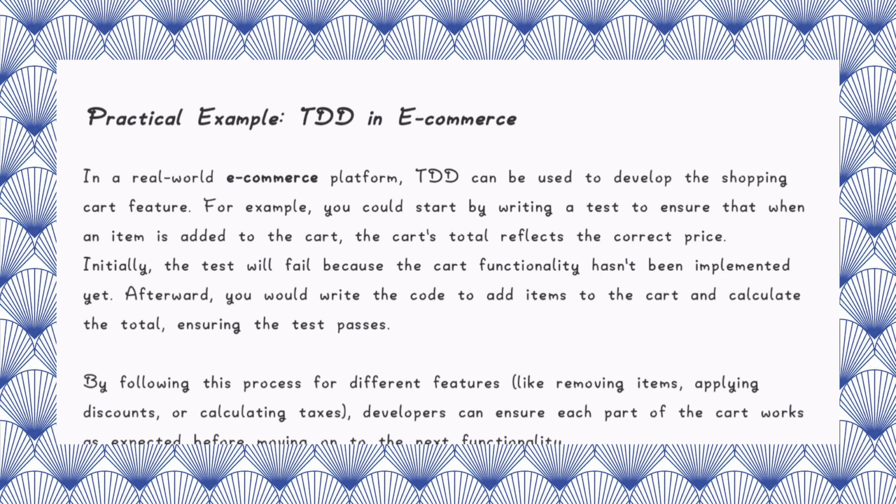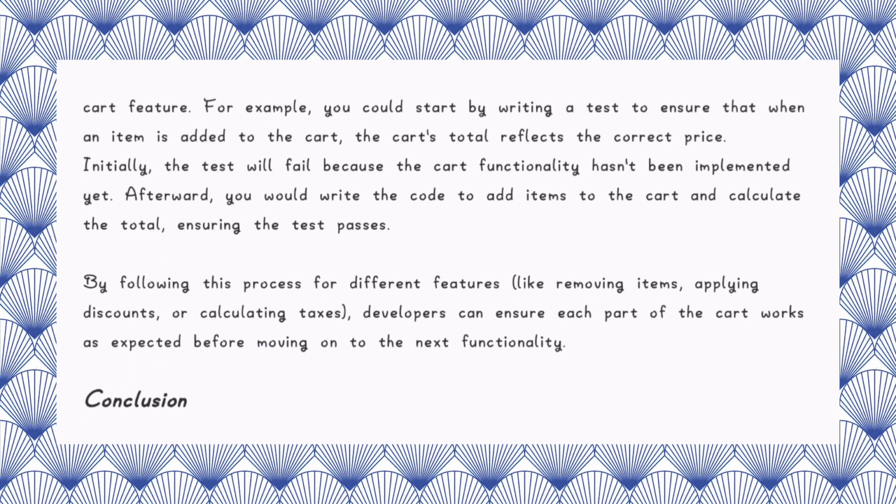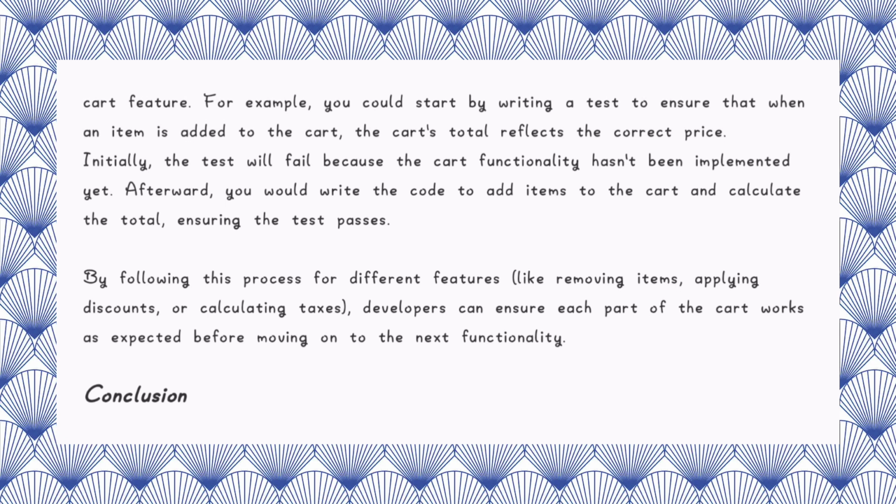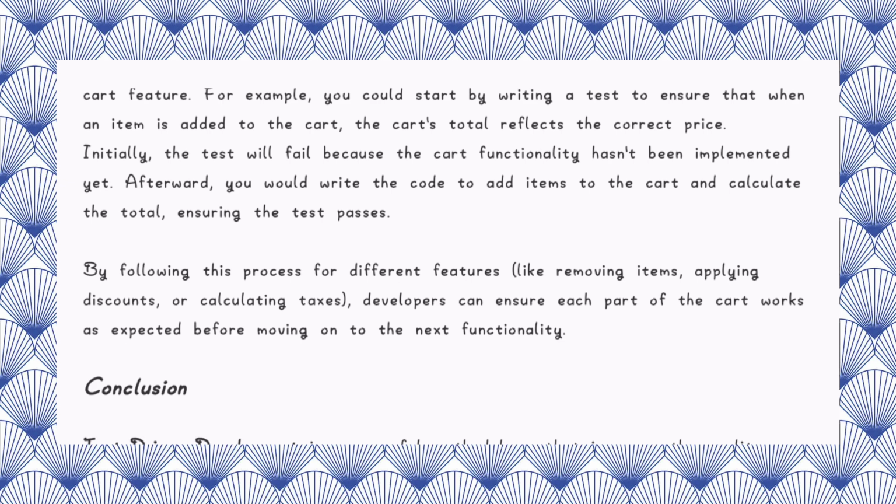Initially, the test will fail because the cart functionality hasn't been implemented yet. Afterward, you would write the code to add items to the cart and calculate the total, ensuring the test passes. By following this process for different features, like removing items, applying discounts, or calculating taxes, developers can ensure each part of the cart works as expected before moving on to the next functionality. Conclusion.